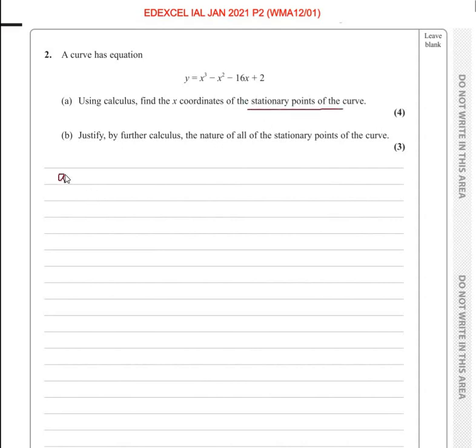The first thing you need to know is that a stationary point on a curve is where your dy by dx, the gradient, is equal to 0. It could be a maximum point or a minimum point on a curve. So at stationary points, remember, the gradient dy by dx is equal to 0.